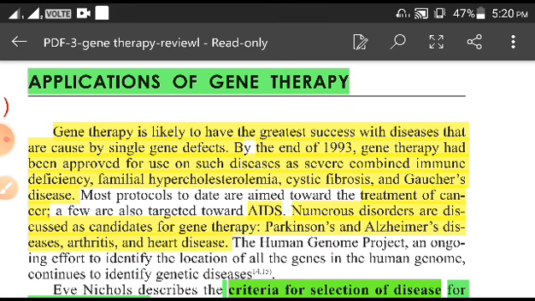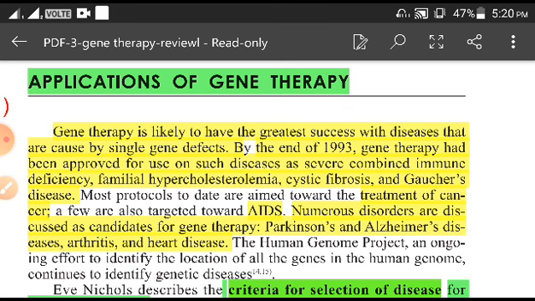Gene therapy is likely to have the greatest success with diseases that are caused by single gene defects. This is an important point to know. We are still limited in that area. Because of that limited capability, we are able to treat maximally those diseases which are caused by single genes.